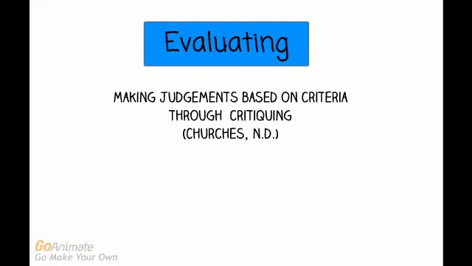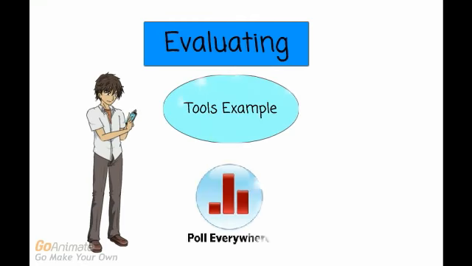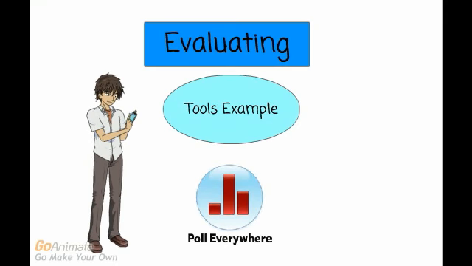Evaluating. Students in this level can also do blogging, but not as shallow as in the understanding level by only writing about themselves. In evaluating, they're required to engage with commenting to others and critiquing content. Poll Everywhere is a tool that enables users to vote and choose answers for whatever their teacher asks. This tool gives learners a chance to show their voice and opinion.